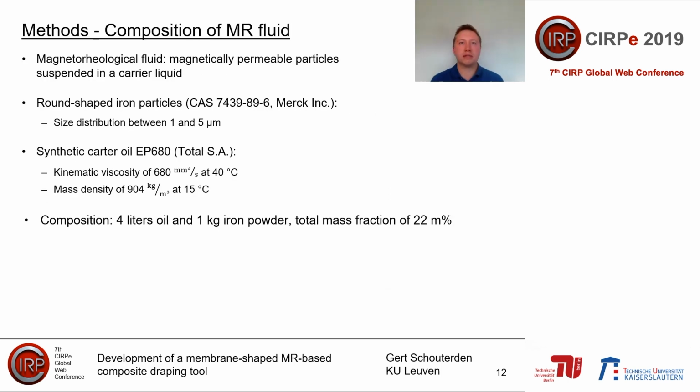When we look at the composition of our MR fluid, we have round-shaped iron particles between 1 and 5 micrometers dispersed in a thicker EP680 oil that we chose to improve the sedimentation stability. And we have them mixed with each other with a mass fraction of 22% iron powder.